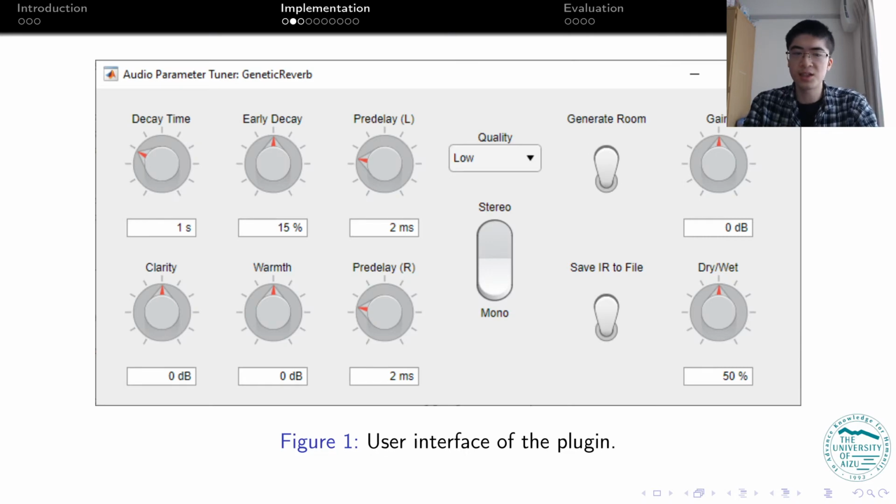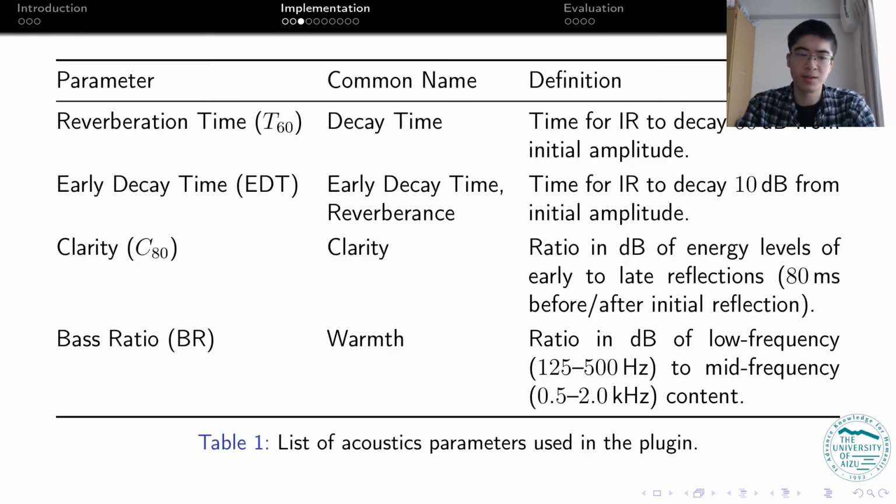This is the current user interface of the plugin as I have it right now. I don't have time to explain every single parameter in this presentation, but for now I just want to focus on the 4 parameters on the left. These parameters control the acoustics parameters that we are using in our plugin. So this is the list of parameters that we have right now.